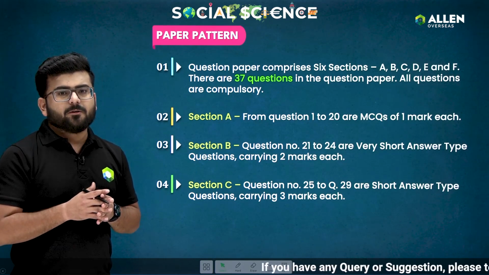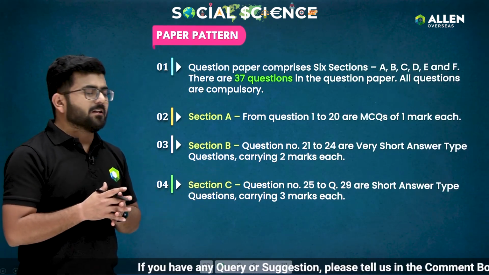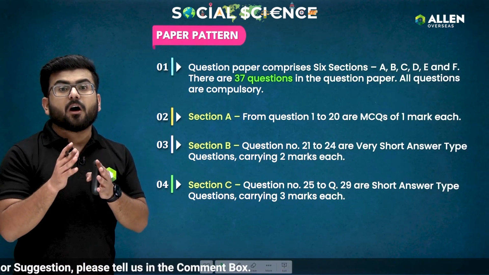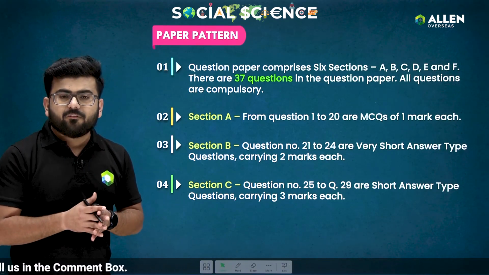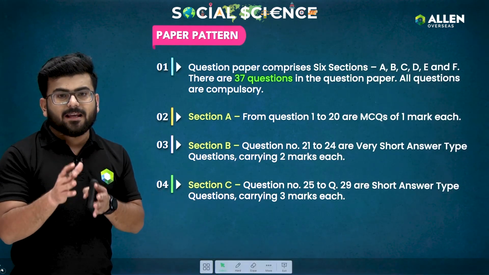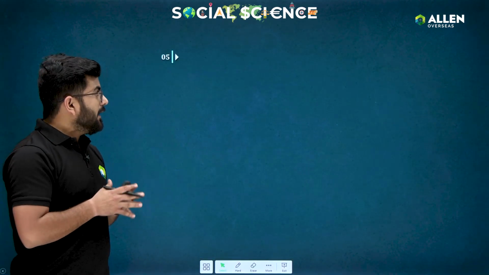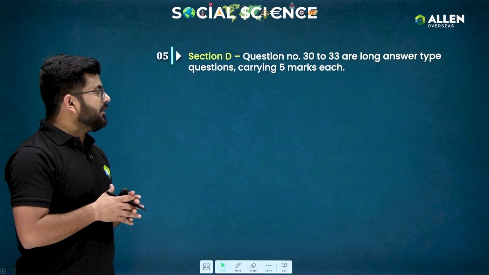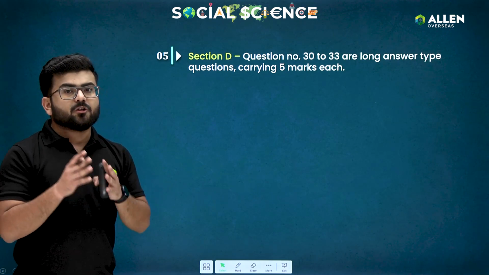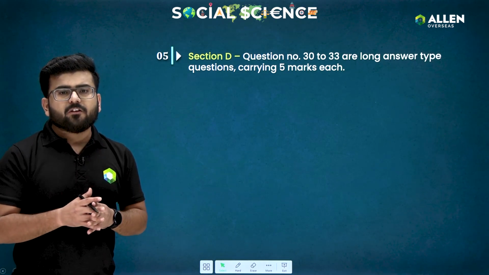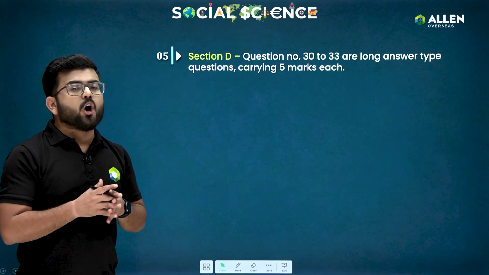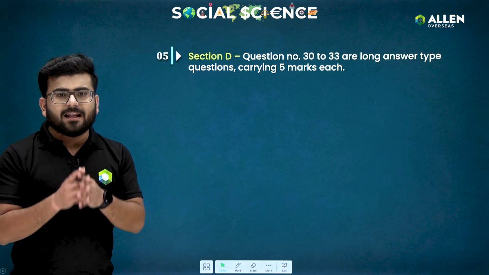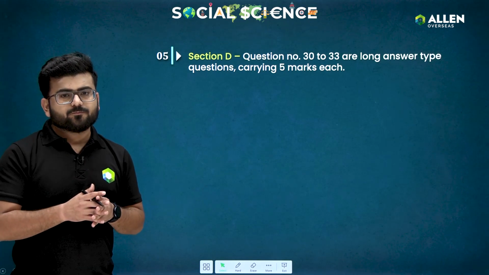Next to it, we have section C. In section C, we'll have questions from question number 25 to question number 29, and every question here will be of short answer type, and every question in this particular section will carry 3 marks. Next to it, we have section D. In section D, we'll have questions from question number 30 to question number 33, and every question in this section will be of long answer type, and every question in this section will carry 5 marks each.